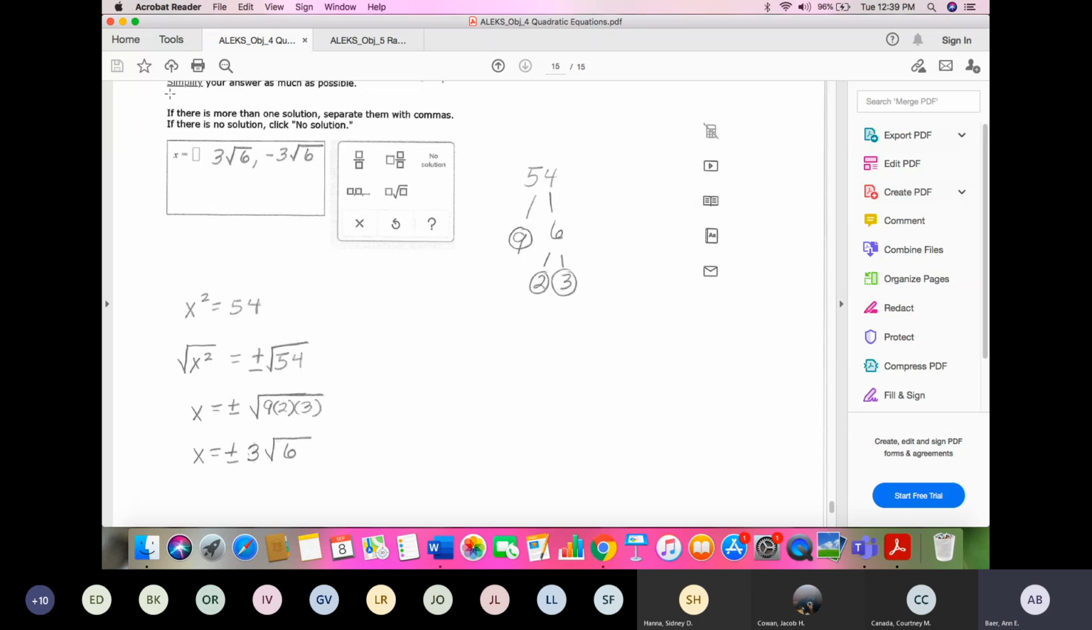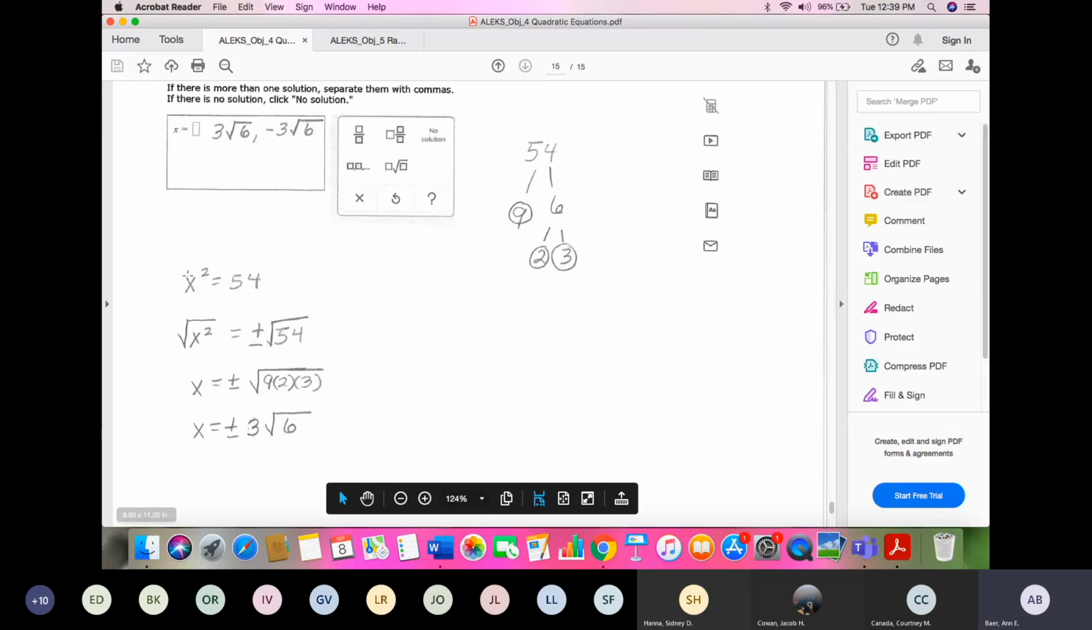And Alex wants us to separate solutions with commas if there is more than one. So I'm going to take the positive one, the one with the plus sign in front. We don't have to write the plus sign in. I'll just write it as 3 square root of 6, comma, because Alex says to separate with commas. And then the next one is negative 3 root 6.